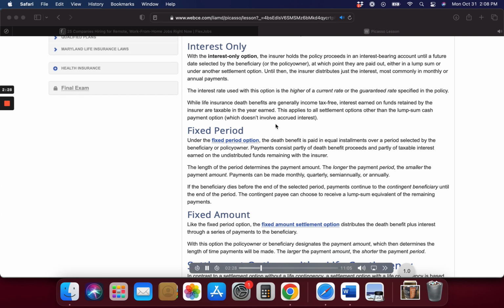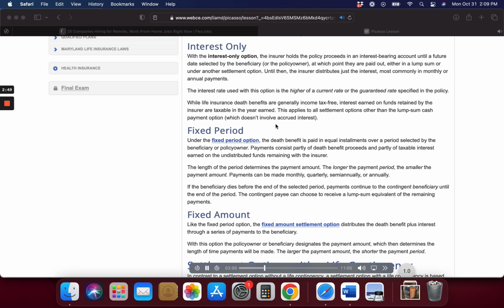The interest rate used with this option is the higher of a current rate or the guaranteed rate specified in the policy. While life insurance death benefits are generally income tax-free, interest earned on funds retained by the insurer is taxable in the year earned. This applies to all settlement options other than the lump sum cash payment option, which doesn't involve accrued interest.